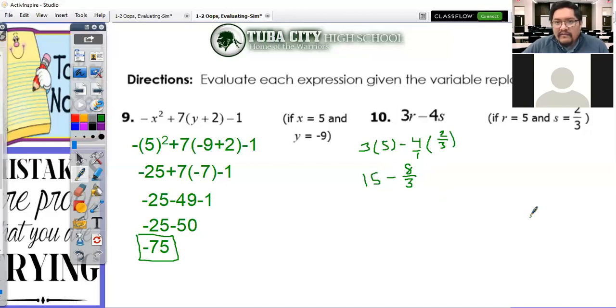Now, since both of them are fractions, I'm going to multiply top number to top number and bottom number to bottom number.